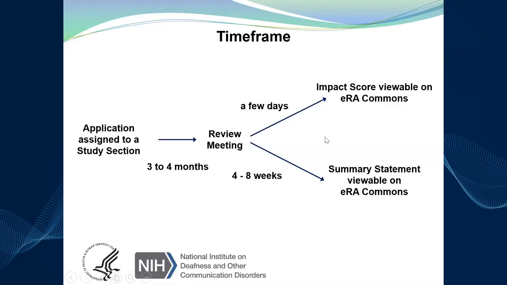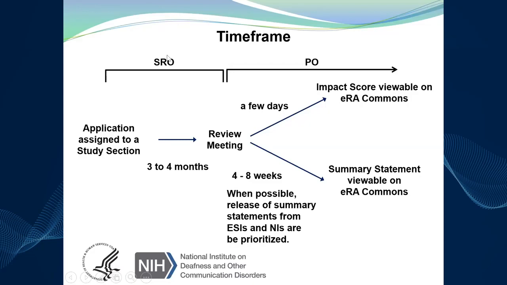So who do you contact during this rather lengthy process? The SRO is the contact for the time period after your application is assigned to a study section and the review meeting. After the review meeting occurs, the program officer is the person who you should contact with any questions about your application. Another thing is that when possible, the release of summary statements from early stage investigators and new investigators are prioritized. So the SRO tries to release those before any of the other summary statements from other established investigators.